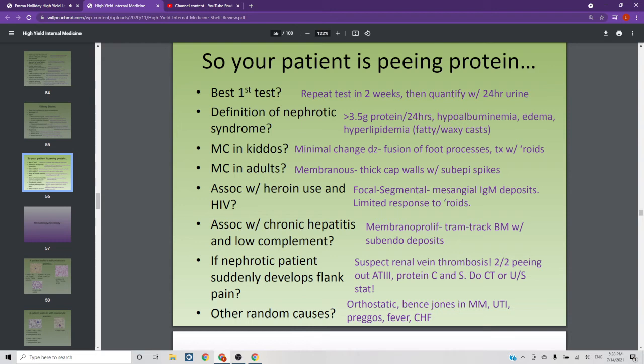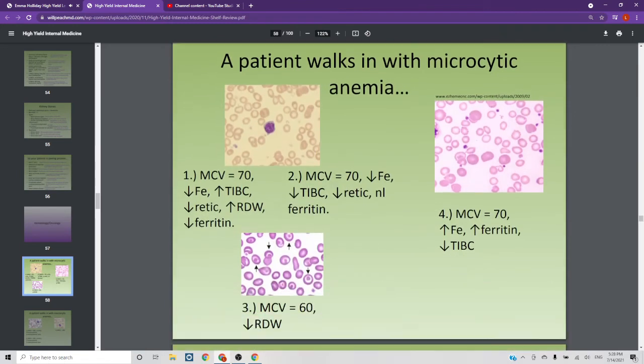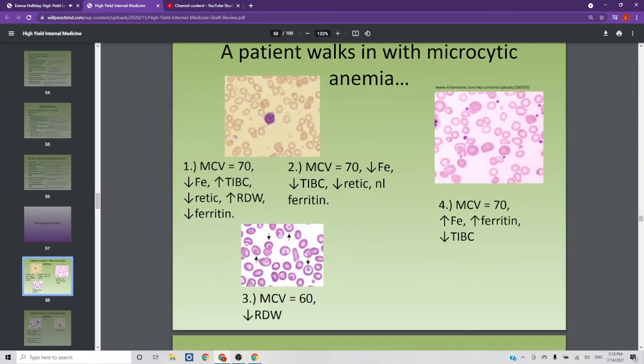Okay, so some hem-onc stuff. This is probably the last section I'll be able to cover. So we've got a patient who walks in with microcytic anemia and this smear and these labs. So the MCV is 70. It's kind of low. Low iron, high TIBC, low retics, RDW, and ferritin.